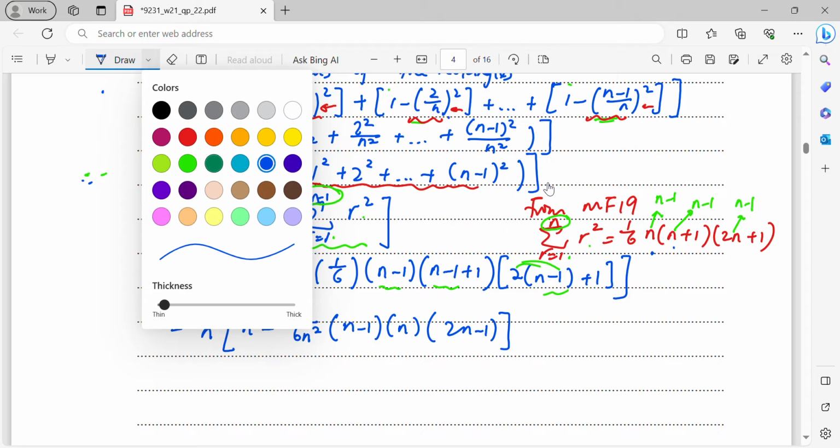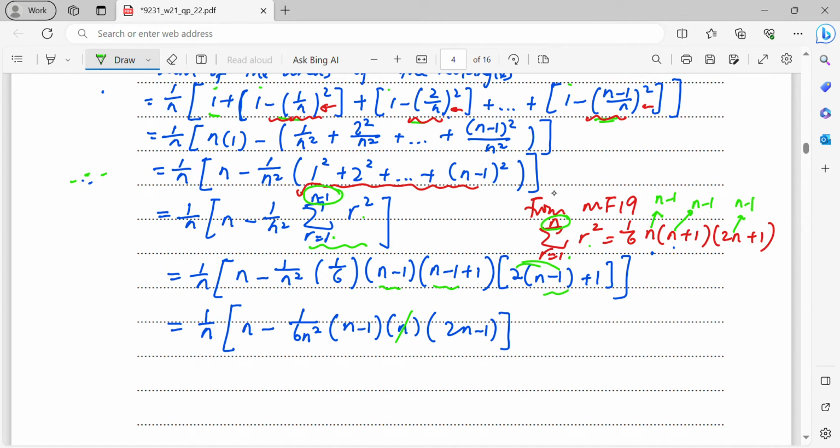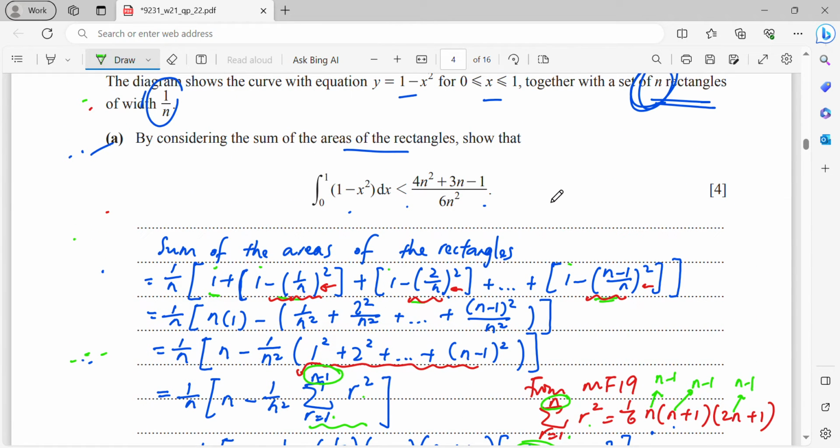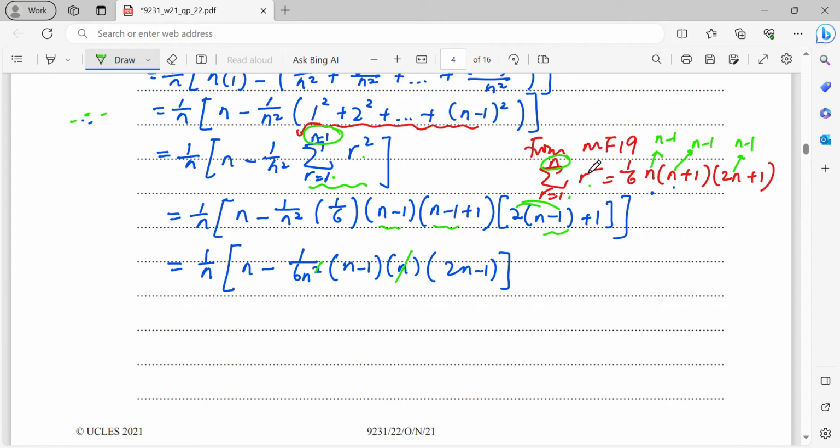Okay, now before I proceed, the n and n squared, the n squared can be simplified into just n. And then at the same time, I factorize the 6n. Alright, so now here, look at the answer. We need 6n squared. So I will factorize 6n from the denominator and combine with the n outside here, it becomes 1 over 6n squared.